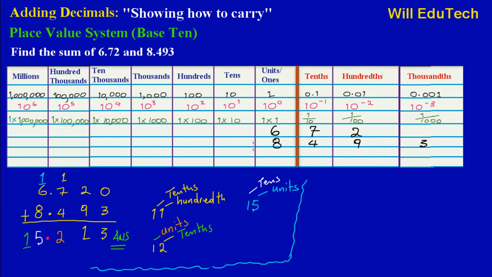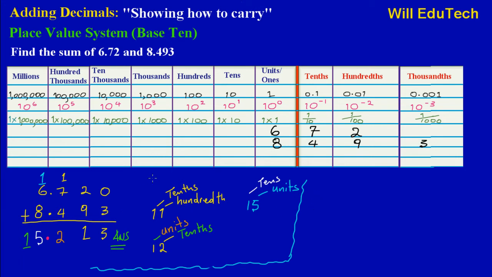Well, in the previous video, we had looked at finding the sum of 6.72 and 8.493, and we got a total of 15.213 for our answer. We had looked at how we carry the ones and stuff like that. Now we're going to look at the whole concept behind it, or another way to add these values to show you what is really happening.